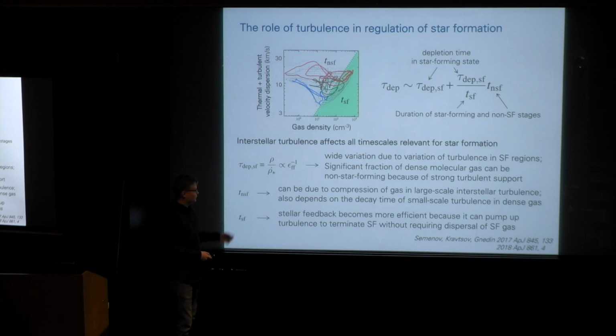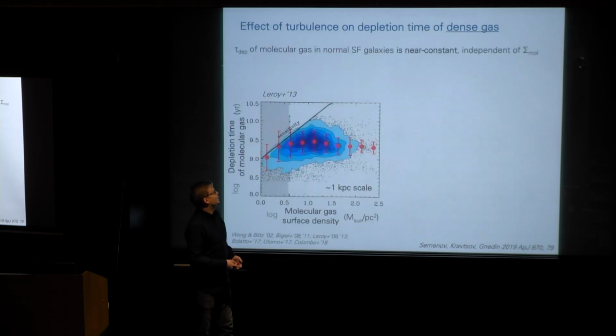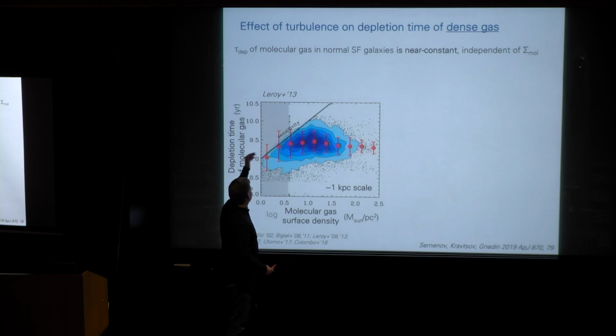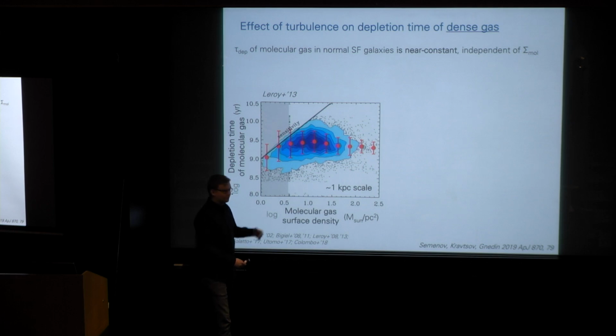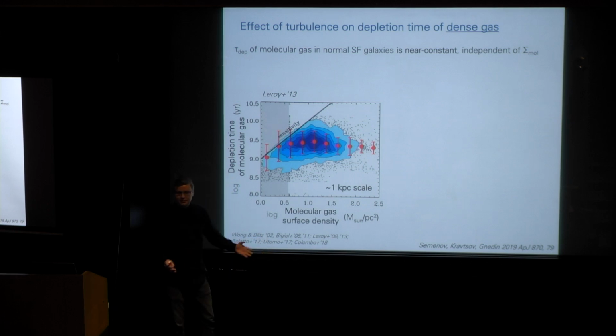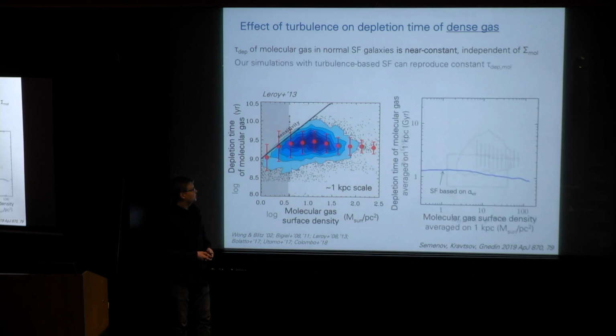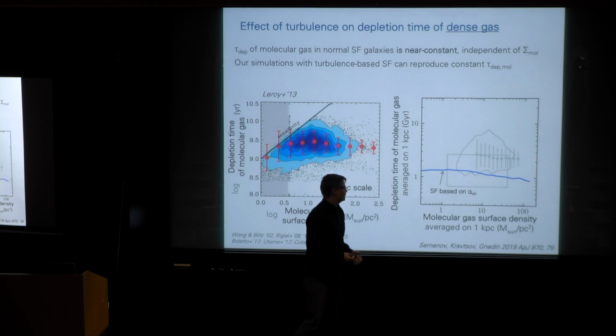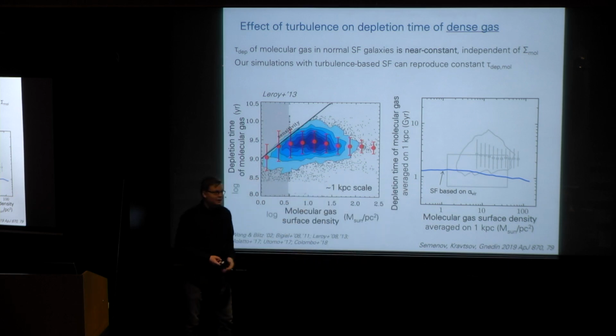An example where these two effects become important is the observed relation between star formation rates and dense and molecular gas. If we look at large enough patches in nearby observed galaxies, we can see that the depletion time of dense gas is fairly constant, of order 2 billion years for molecular gas, and it's independent of how much molecular gas there is in these patches of the ISM. And in simulations with turbulence-based star formation, we can get a very similar constant depletion time of molecular gas, and we can understand why it's constant.